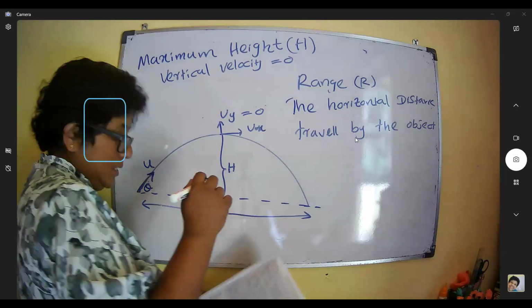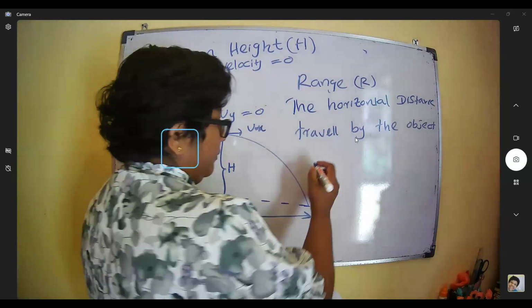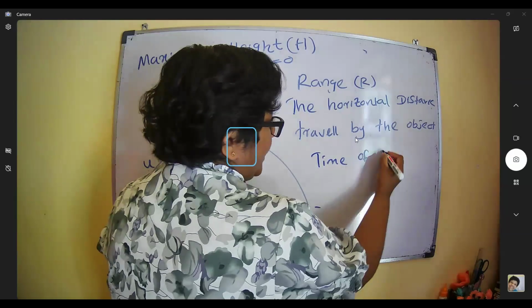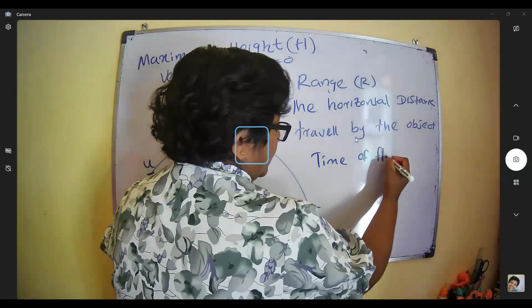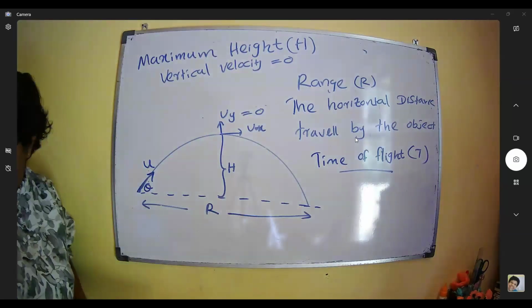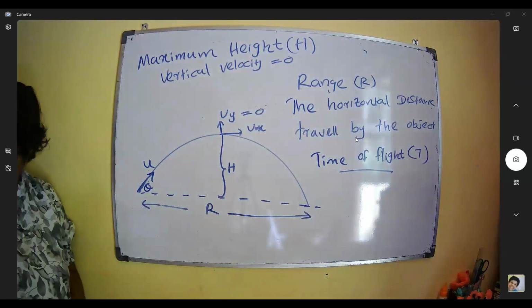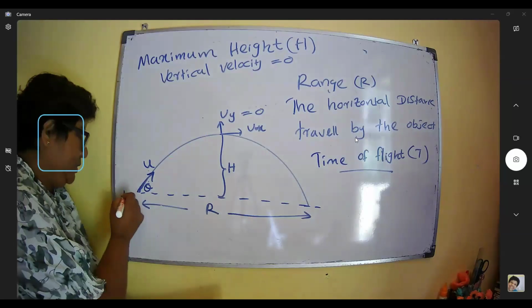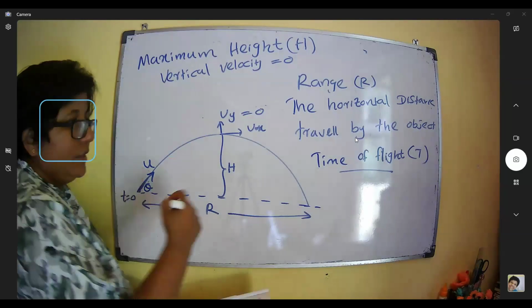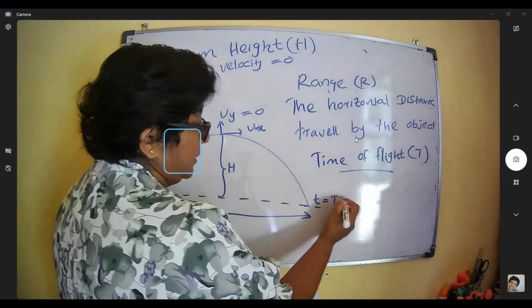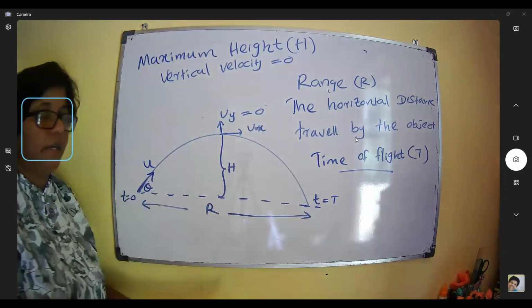The other word is time of flight, or flying time, right? What is the flying time? The total time the projectile stays in air. At the beginning, t equals 0, and after, t equals T. This can be called the time of flight or flying time, right?